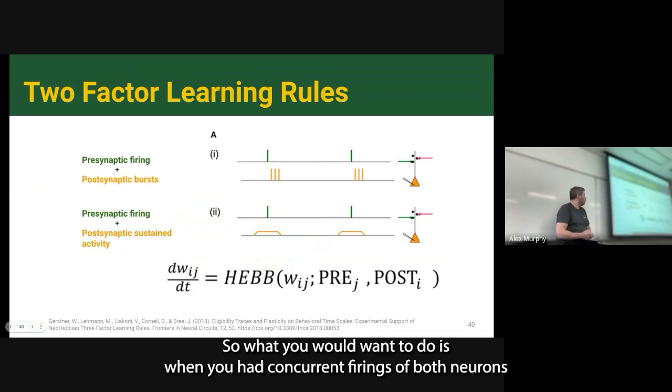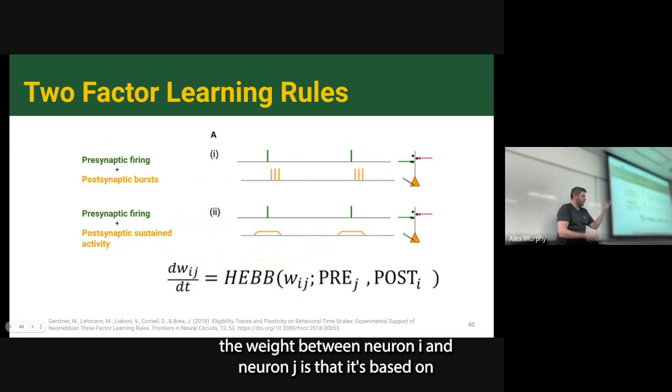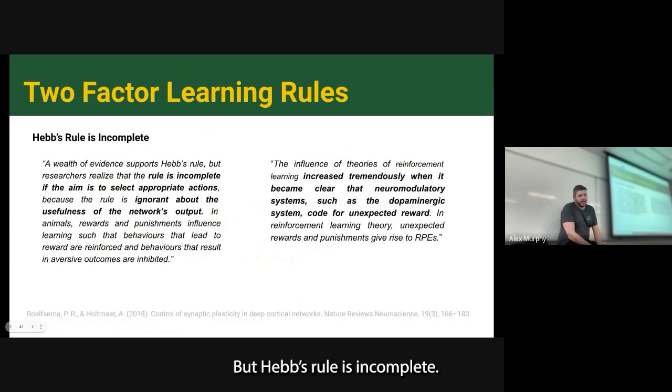So what you'd want to do, when you have concurrent firing of both neurons, is to consider the connection updatable. The Hebbian rule that connects the weight between neuron i and neuron j is based on what's going on in the presynaptic neuron and what's going on in the postsynaptic neuron. But Hebb's rule is incomplete. So we're missing something here. Where have I taken this one from?